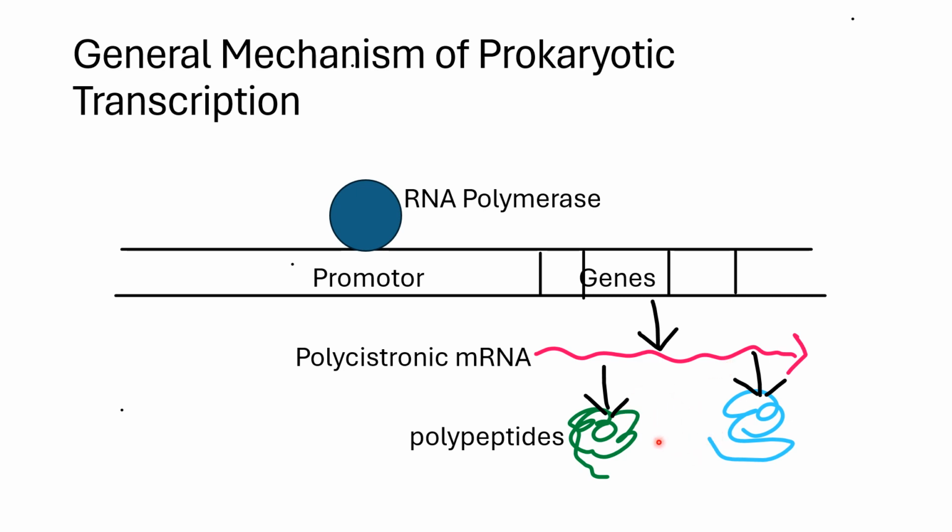But the thing is, here all the polypeptides are related in function. Therefore, the related polypeptides are under the control of a set of genes, and that is called an operon. And this set of genes is under the control of a single promoter.